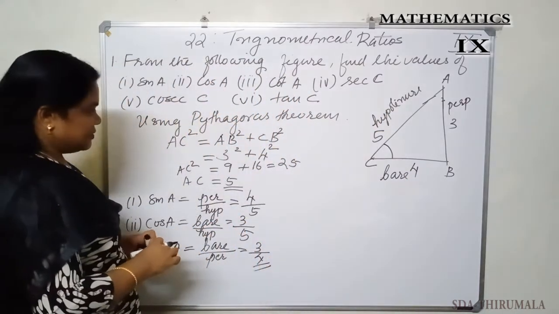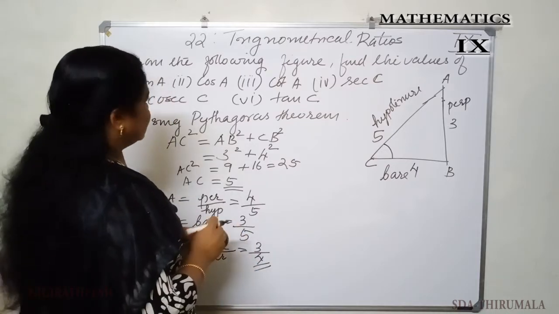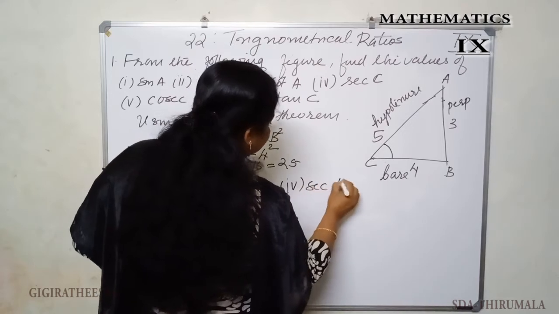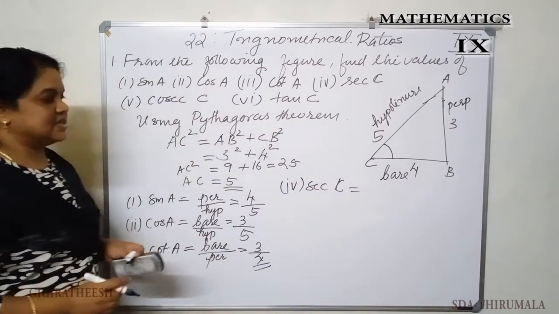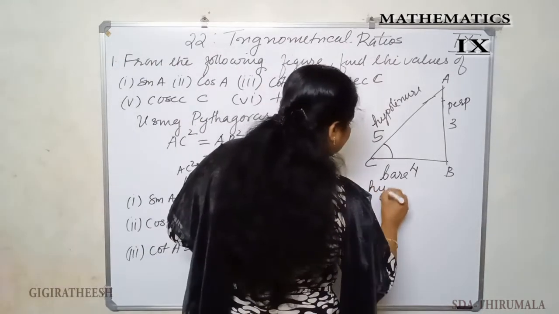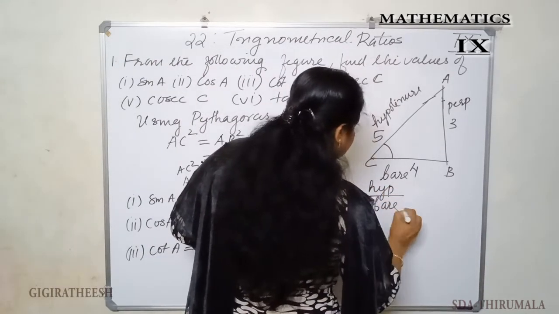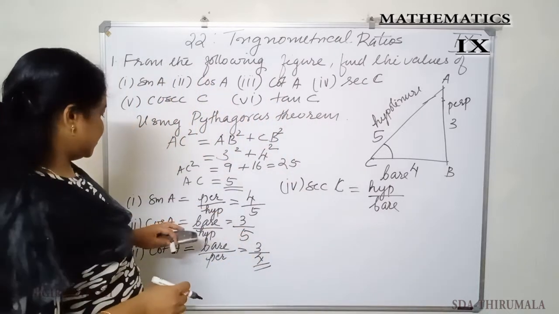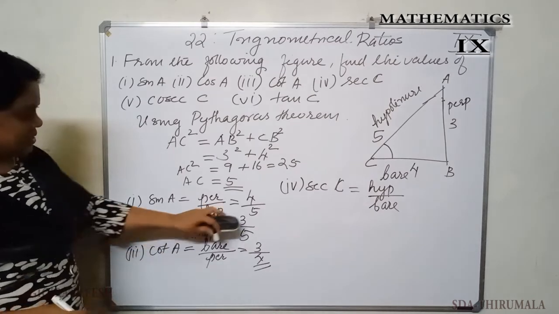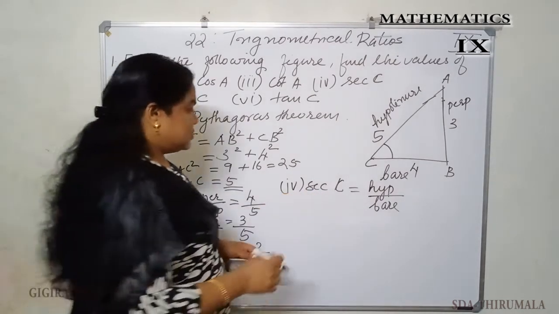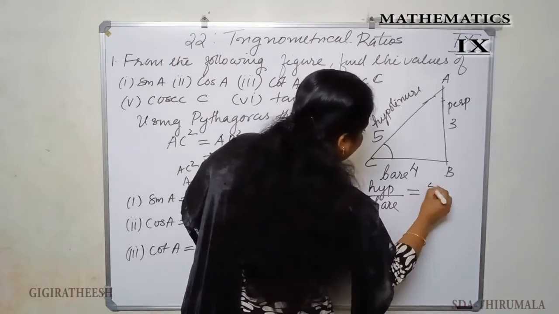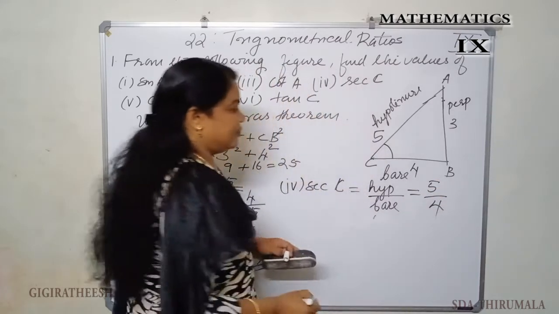From this we can calculate the fourth question, which is sec C. We know that sec is equal to hypotenuse by base. It is the reciprocal of cos A. Hypotenuse is 5 and the base is 4, so sec C is 5 by 4.